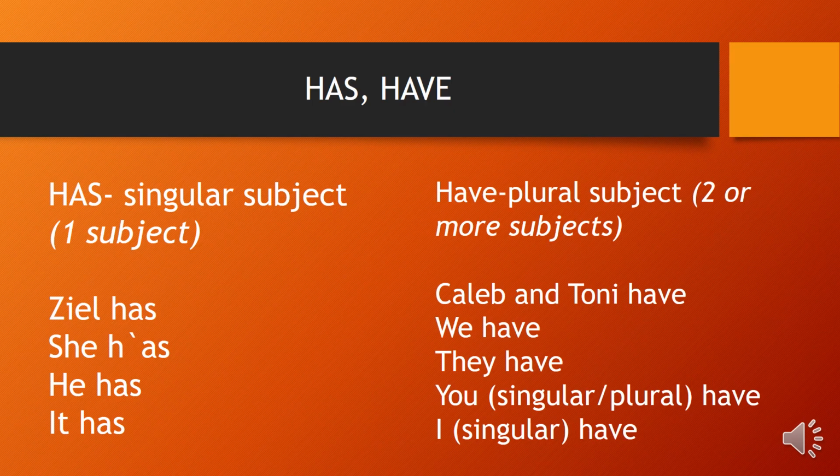And then we is also plural. That's why we use have. So it's we have. And then the other one, they have. And then you have. Guys, may I just remind you that you can be singular and can be plural, but you always use the plural form of the verb have. You cannot say you has. Okay, it's always you have. And then we have I have. I is singular, but we'll always use the plural form of the verb have.